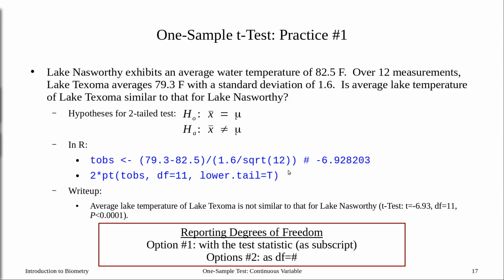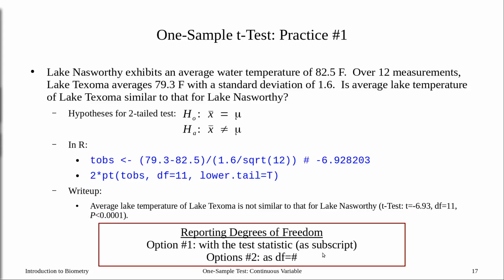So our write-up in this case, again, our write-up always refers back to our question in the problem. So our conclusion interpretation is that average lake temperature of Lake Texoma is not similar to that for Lake Nasworthy, so they're not equal. We ran a t-test. T is negative 6.93, degrees of freedom is 11, and p-value is less than 0.0001. We had a really small value, so I cap how small I write the p-value by writing less than 0.0001.